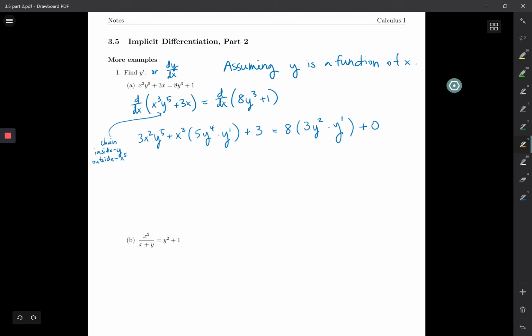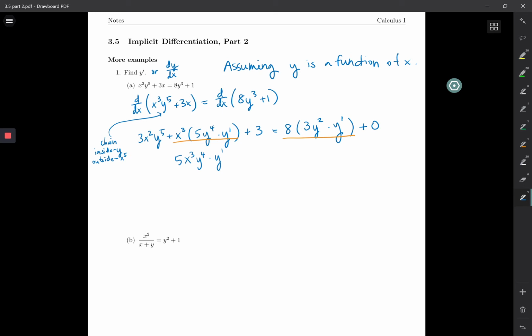Okay, now that we've taken the derivative of everything, both sides of the equation, we want to solve for y prime, right? So I'm just going to underline the terms that have y prime in them, right? So those are the two terms, and everything else does not have a y prime in it. So I'm going to bring those to the right-hand side of the equation, and maybe I'll do this in 2 steps. So if I want to rewrite this with the constant in front, it would be 5x cubed y to the fifth times y prime, right?